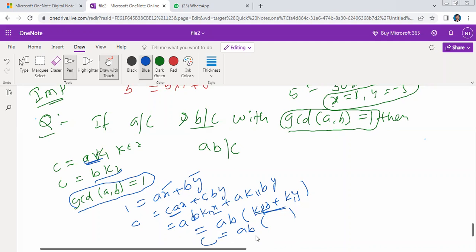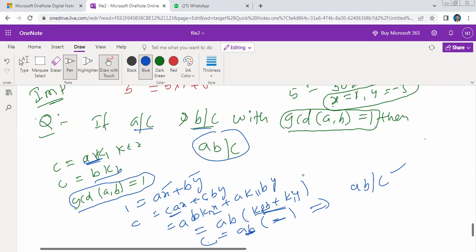C is equal to AB times of something, which means AB is one of the divisors of C. So AB divides C. AB is one of the factors, therefore AB divides C. This is the rule for A divides C, B divides C: if GCD of A comma B is equal to 1, then AB must divide C.